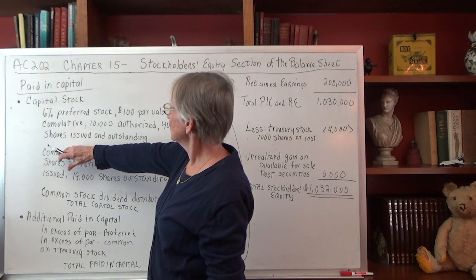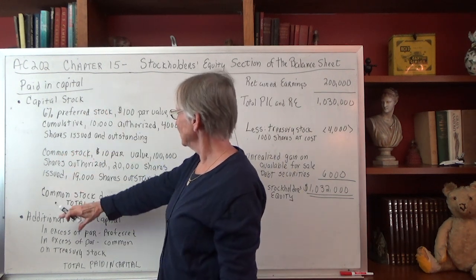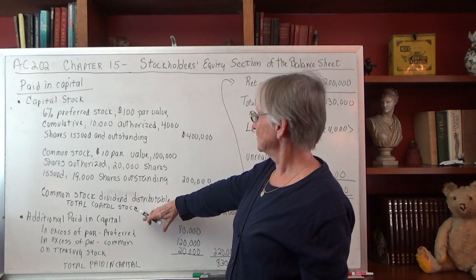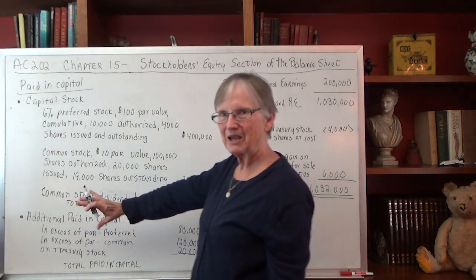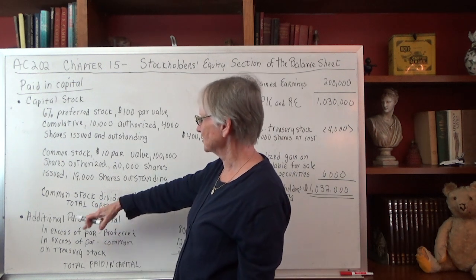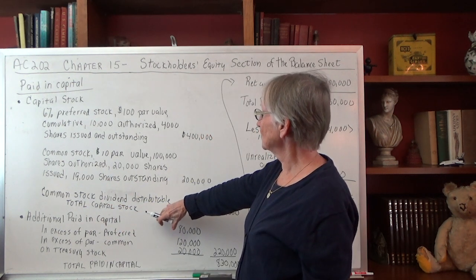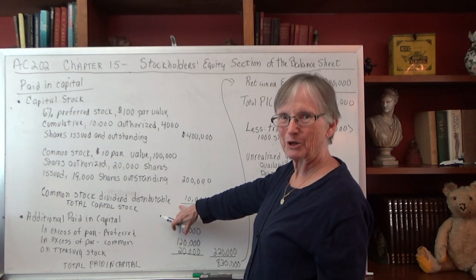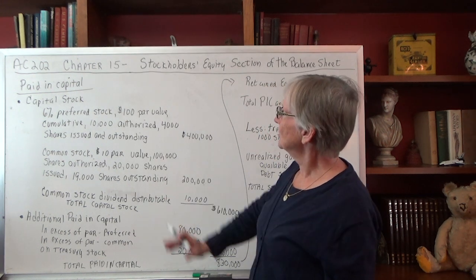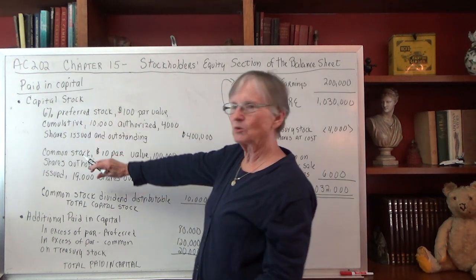So let's look at the preferred stock. You do the preferred, the common, and then if there are any stock dividends distributable, that's stock dividends, not cash dividends, those get reported right in this section because they will very soon turn into more common stock. So you do your preferred stock first, and you have to tell the whole story of it.